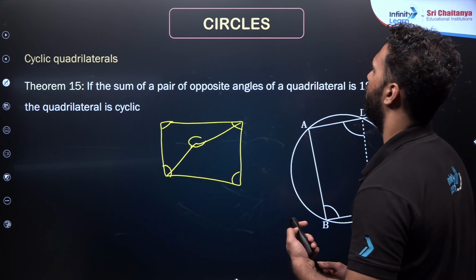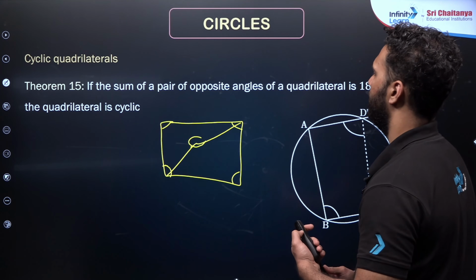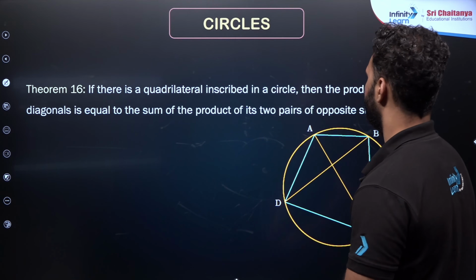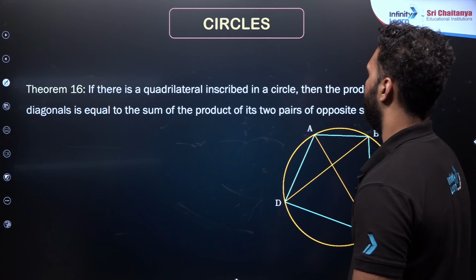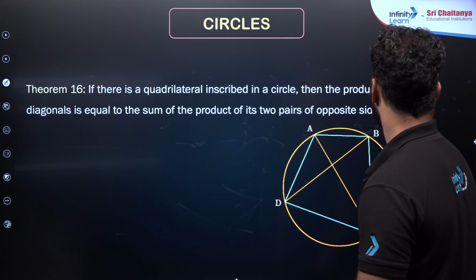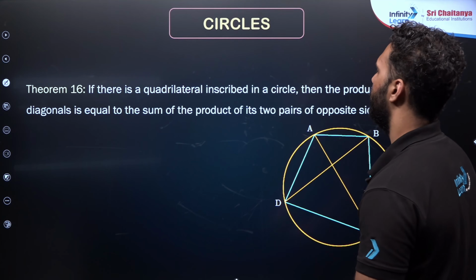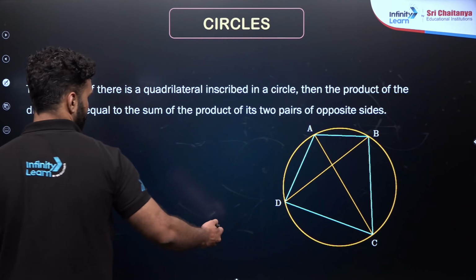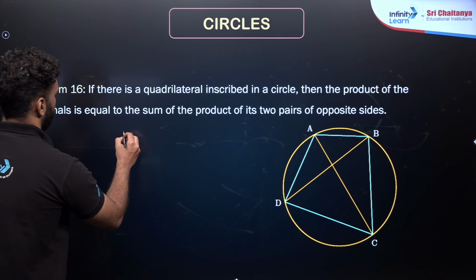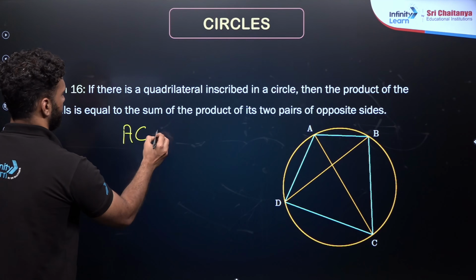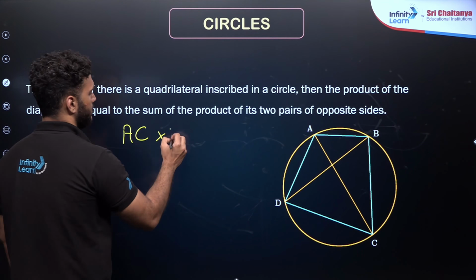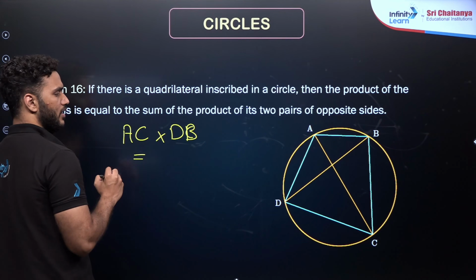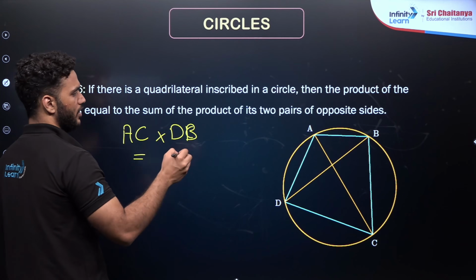And also, one property we talk about, that both the angles are subtended equal, that equal property will not work. Okay, next, if there is a quadrilateral inscribed in a circle, then the product of the diagonals is equal to the sum of the product of its pairs of opposite sides. Let's say you have a quadrilateral. Let's take AC, the diagonals, multiplying the diagonals DB. It should be equal to the sum of the product of the opposite sides.